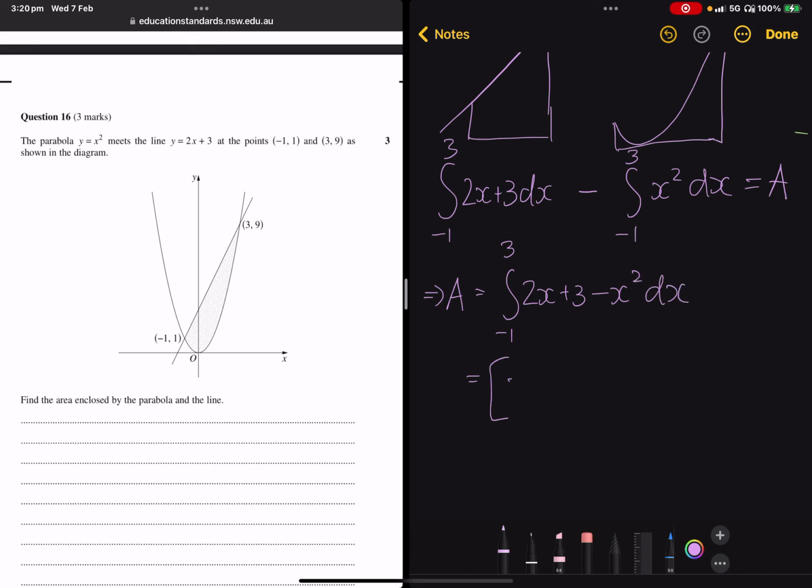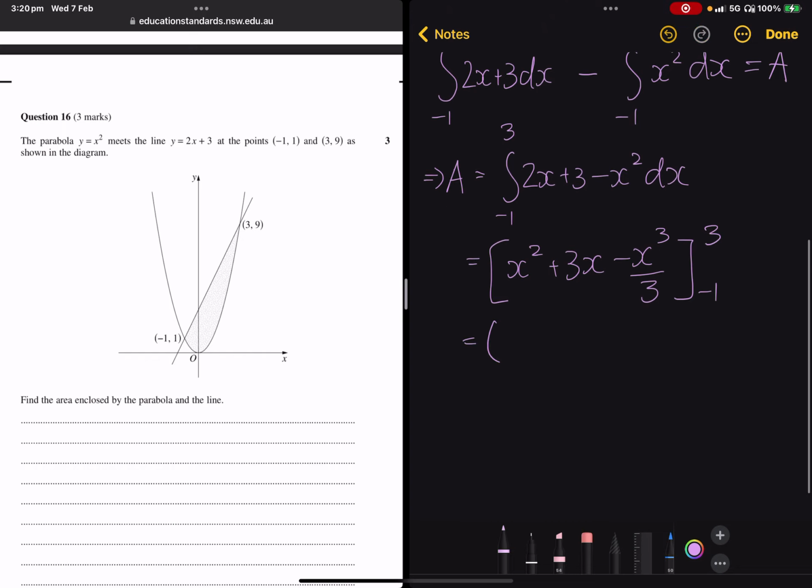So 2x, this becomes x squared. 3, this becomes 3x. Minus x squared becomes minus x cubed on 3. We have to evaluate this from minus 1 up to 3. So this gives us 3 squared plus 3 times 3, which is 9, minus 3 cubed on 3, which is just minus 3 squared, minus the lower bound evaluation.